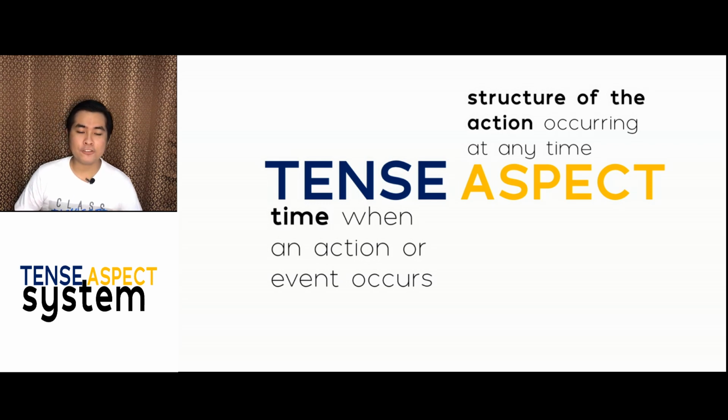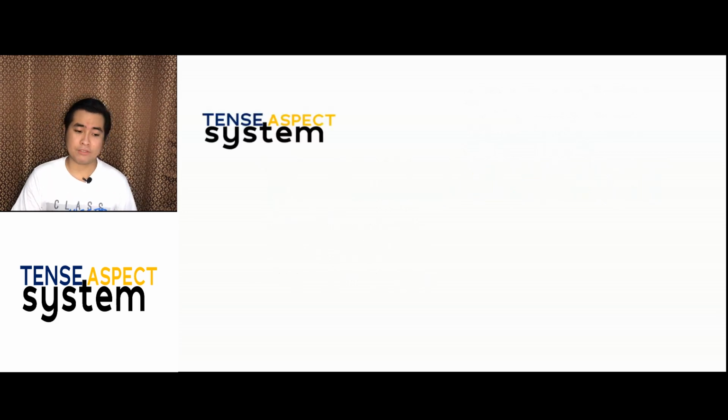So meaning, if tense has to do with time, aspect is the form of the verb, or the form of that action verb that you are using, in order to what? To show an occurring action at any time. Okay, so to know more about that, let's have this chart.